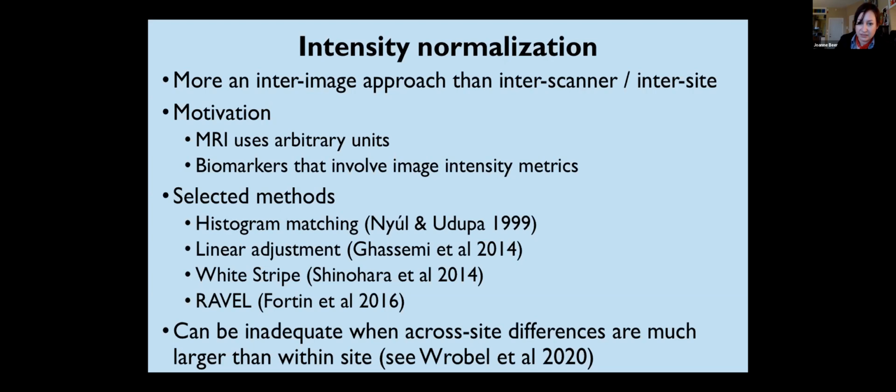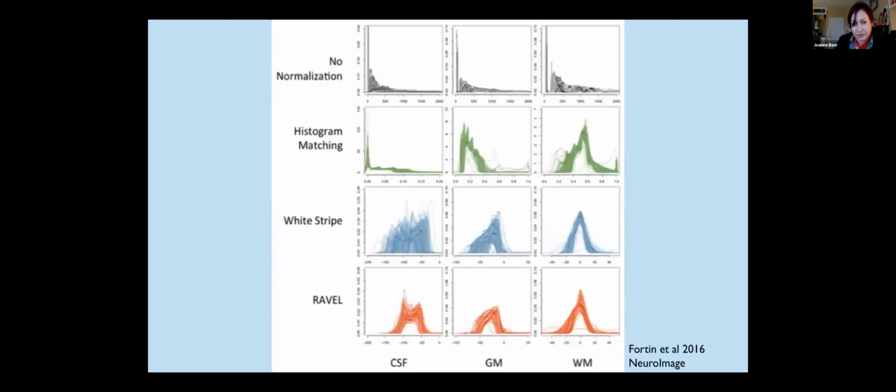by using, usually you have to segment, I think, the brain into tissue types and all that, and match the distributions across scans or something. So here's an example of a comparison of different normalization approaches. And you can see the different tissue types at the bottom, CSF, gray matter and white matter. And each line is a different scan, different image after the, yeah, okay.